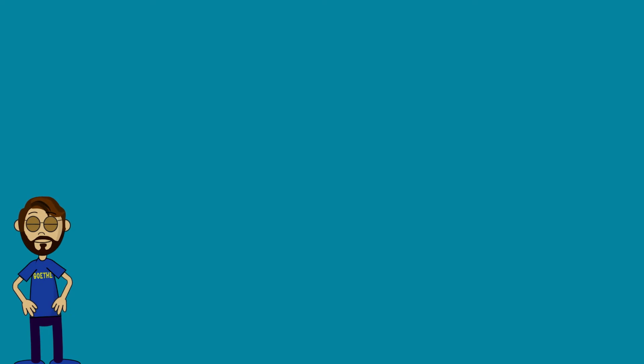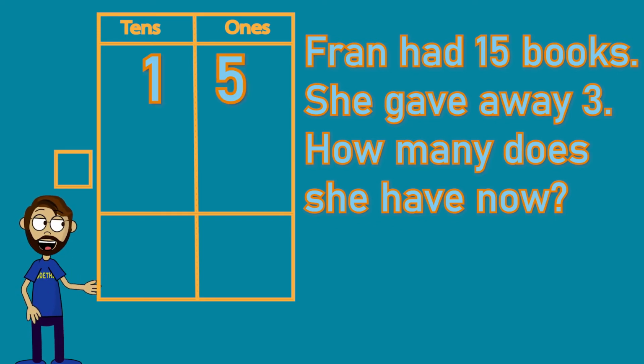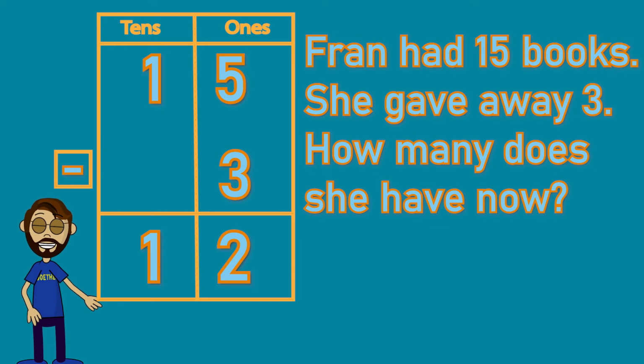Next we have Fran had 15 books. She gives away 3. How many does she have now? So we're starting with 15, 1 10 and 5 1s, and we're going to give them away, so we'll use a minus. And then there's only 3 1s and 3. So 5 take away 3 1s leaves 2 1s, and then 1 10 take away no 10s leaves 1. So 15 take away 3 leaves 12. Fran has 12 books now.